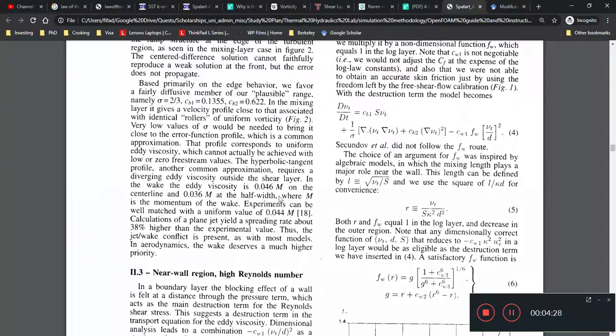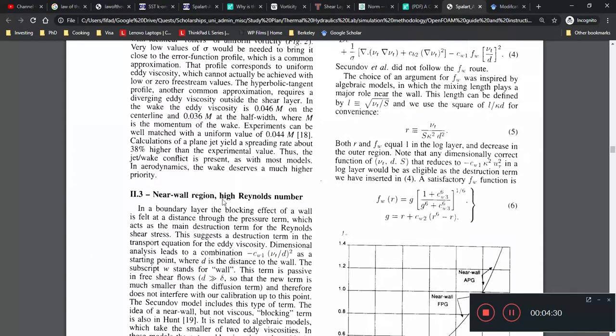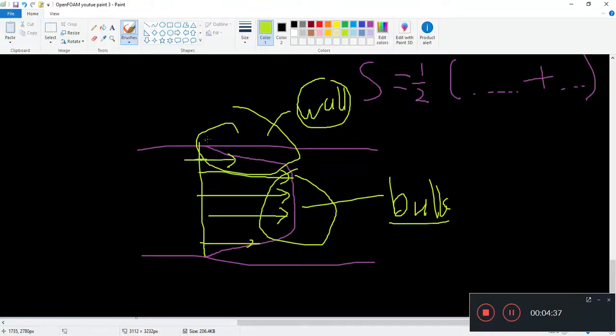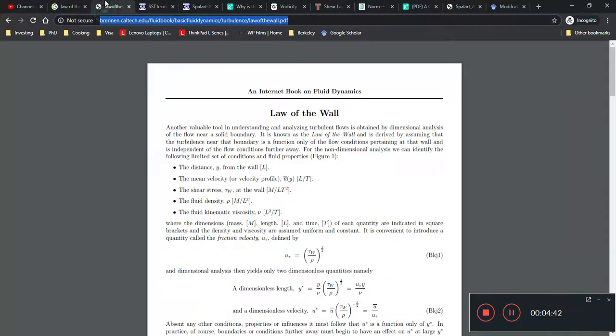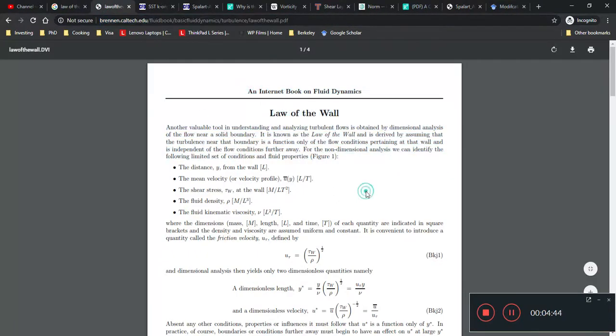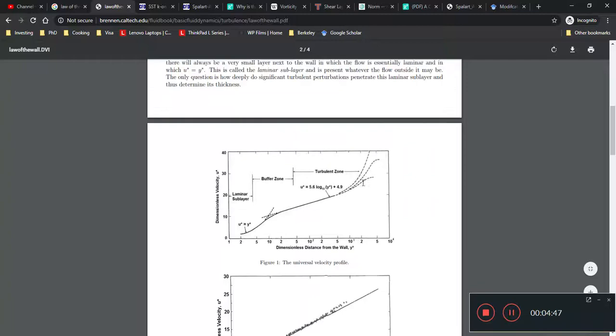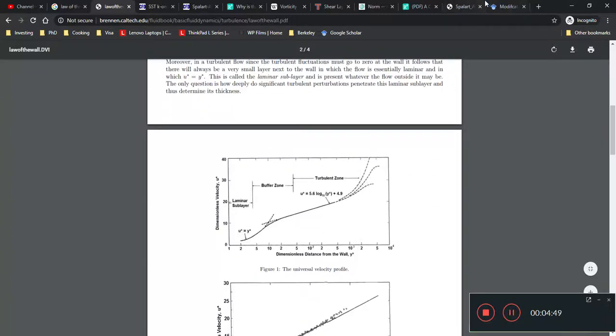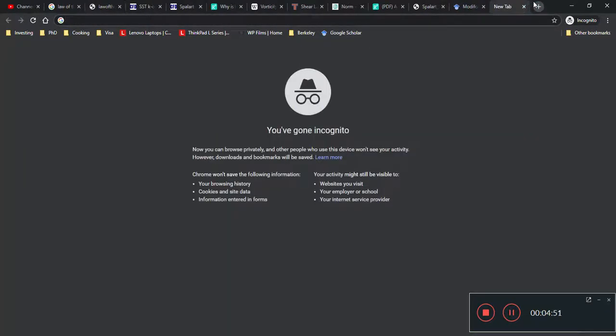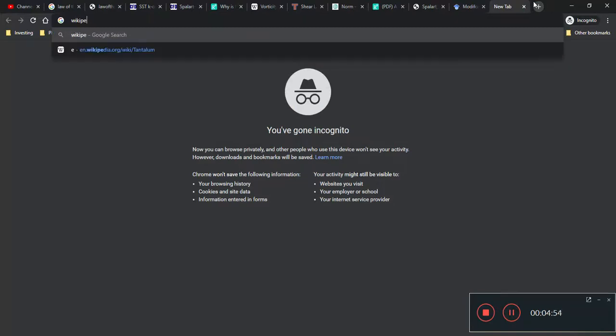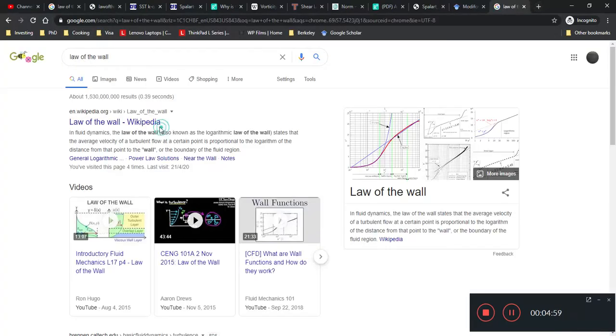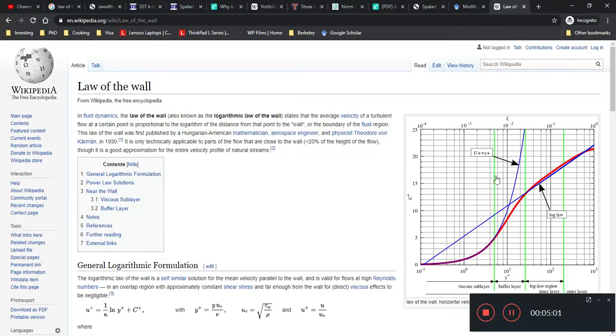So first we want to look at the near wall region with high Reynolds number. Now we start looking into the boundary layer region. Near wall region with high Reynolds number, where is this? If you can recall, this is an interesting book resource you can find online. Recall the law of the wall, or you can go on Wikipedia as well.